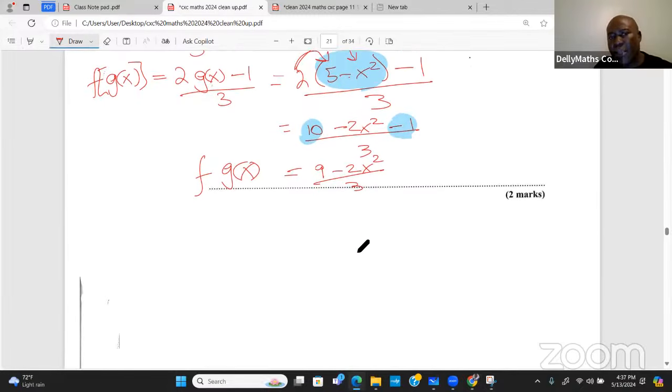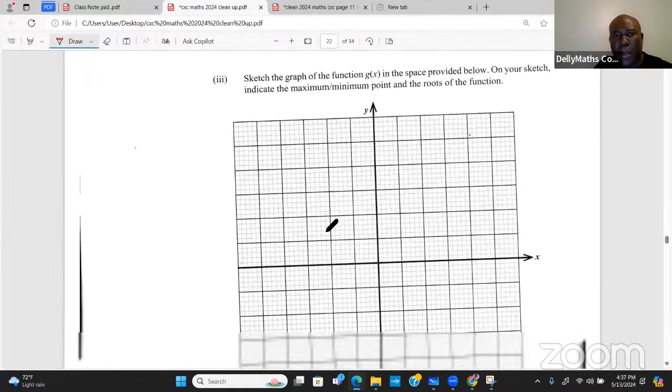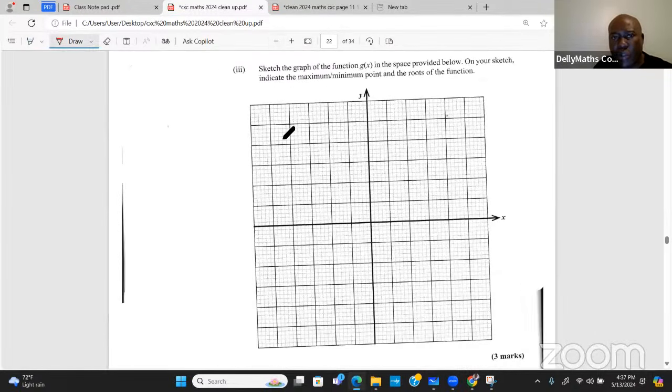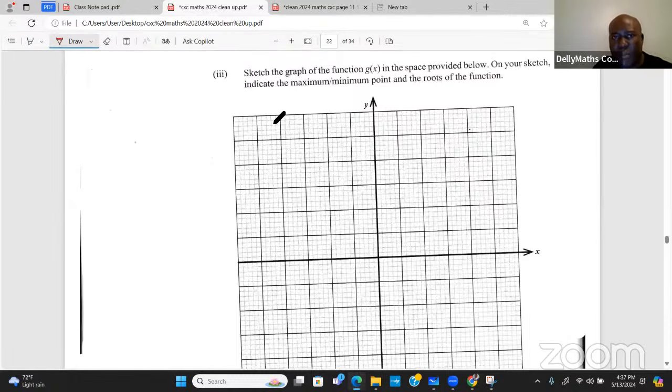All right. So let us keep going. Let's see what's coming up next. This is what they want us to do. They're saying sketch the graph of the function g. So we want to sketch g of x here. And they want to make sure that we indicate the maximum or minimum. This function has a maximum. So we're going to indicate its maximum and then the roots. The roots would have been the solution.